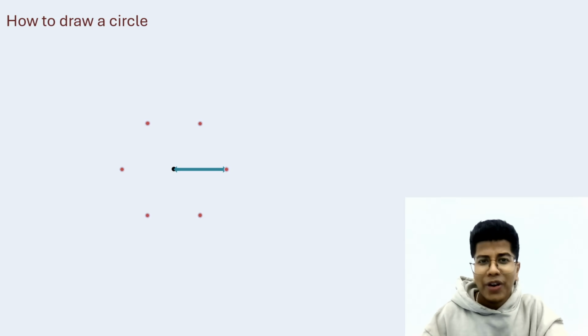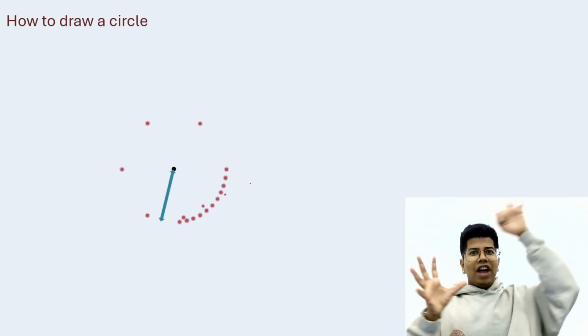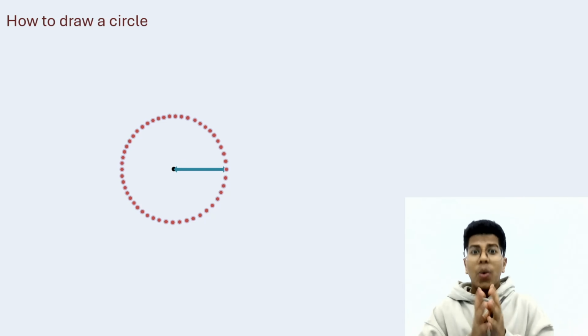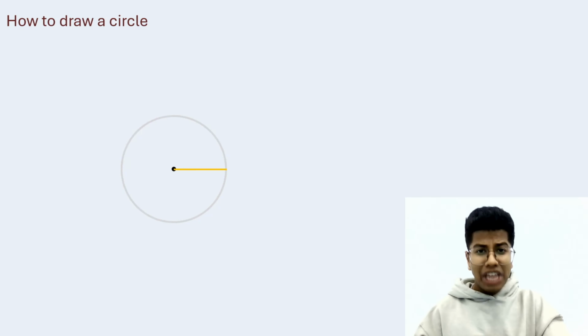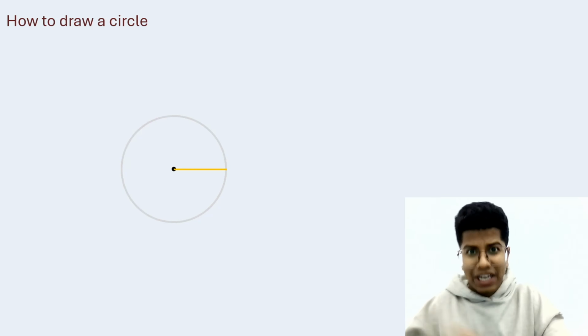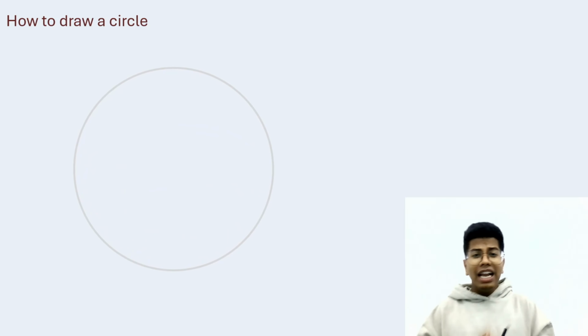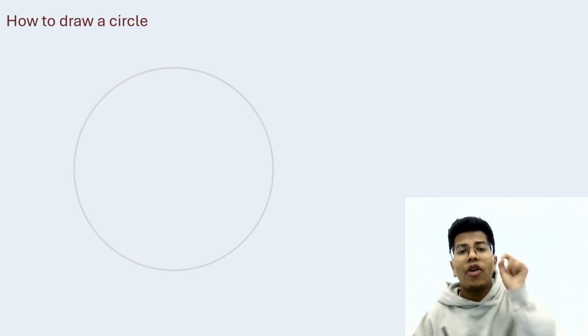Now these are just six points, but if I draw an infinite number of points from the center and join all the points, we get a shape which is called a circle. So what we can understand is that a circle is obtained from points which are at a fixed distance from the center.